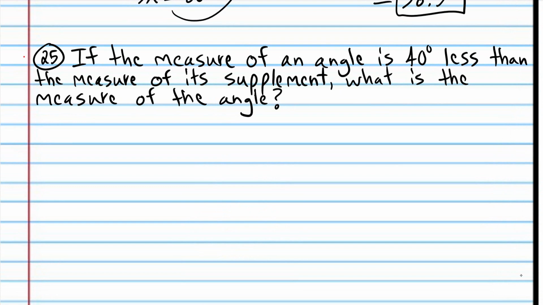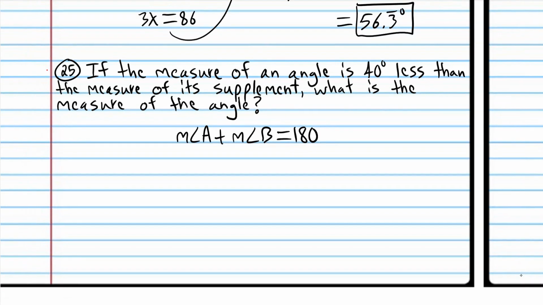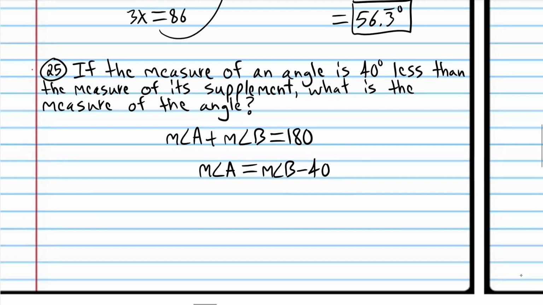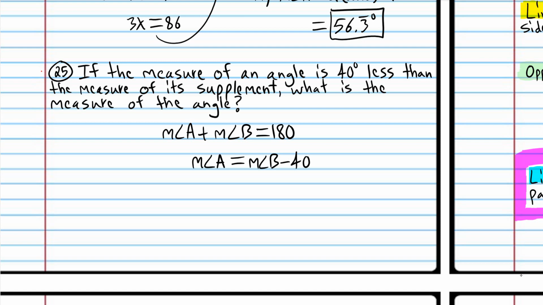So what this means is that we have two angles that add up to 180 degrees, because again, it says one angle is the supplement of the other angle. Now we know that one of the angle measures is 40 degrees less than the measure of its supplement, and its supplement is angle B. So we have two equations, and we can put them together and make a system of equations.